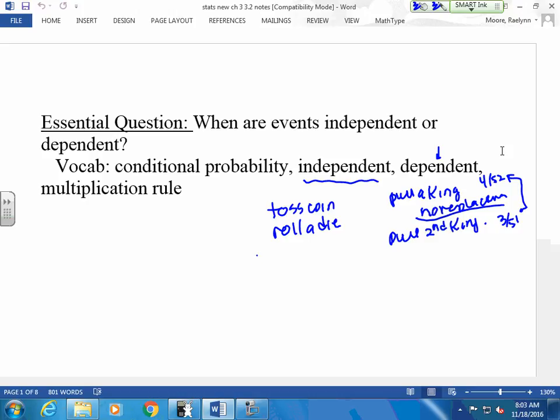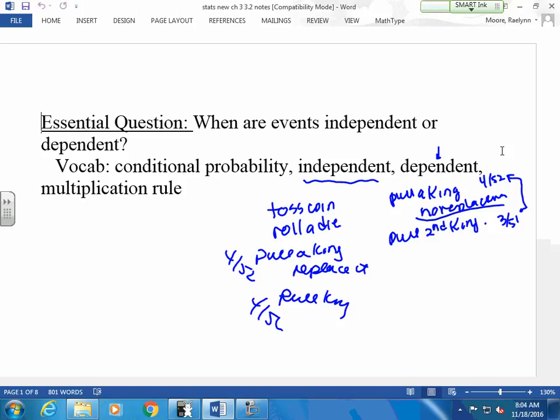If I pull a king, and I replace it, I'm still a 4 out of 52, and if I pull another king, this is still a 4 out of 52, because I put it back. So that is independent. Doesn't matter what I pull again. All of them are back to where I started from. So dependency has a big thing with this. And pretty soon we'll talk mutually exclusive and exclusive. But for this little part, we're going to talk dependency.